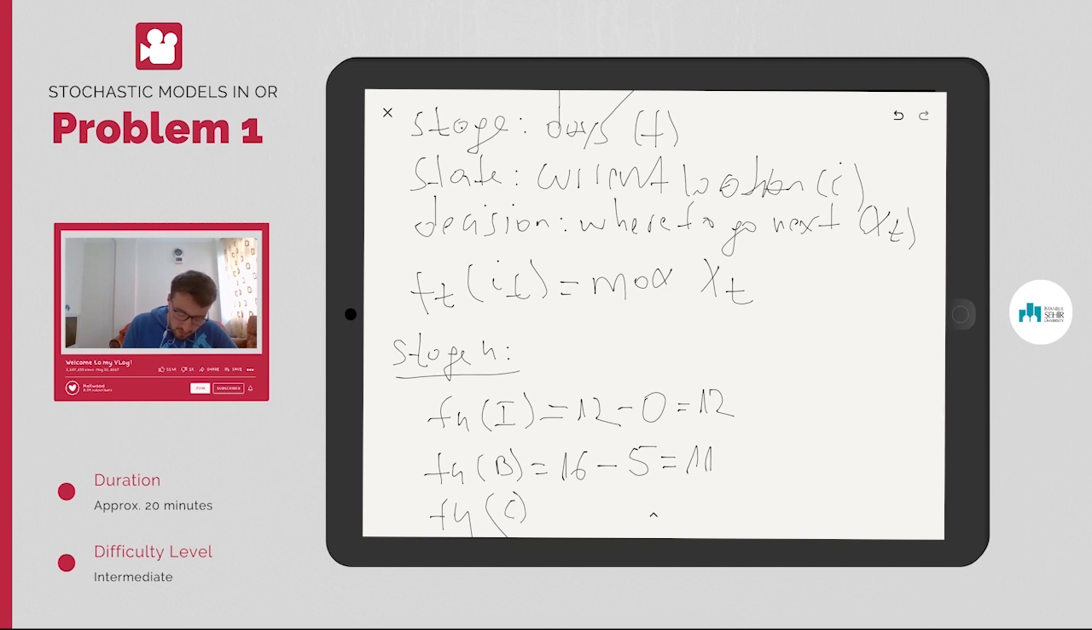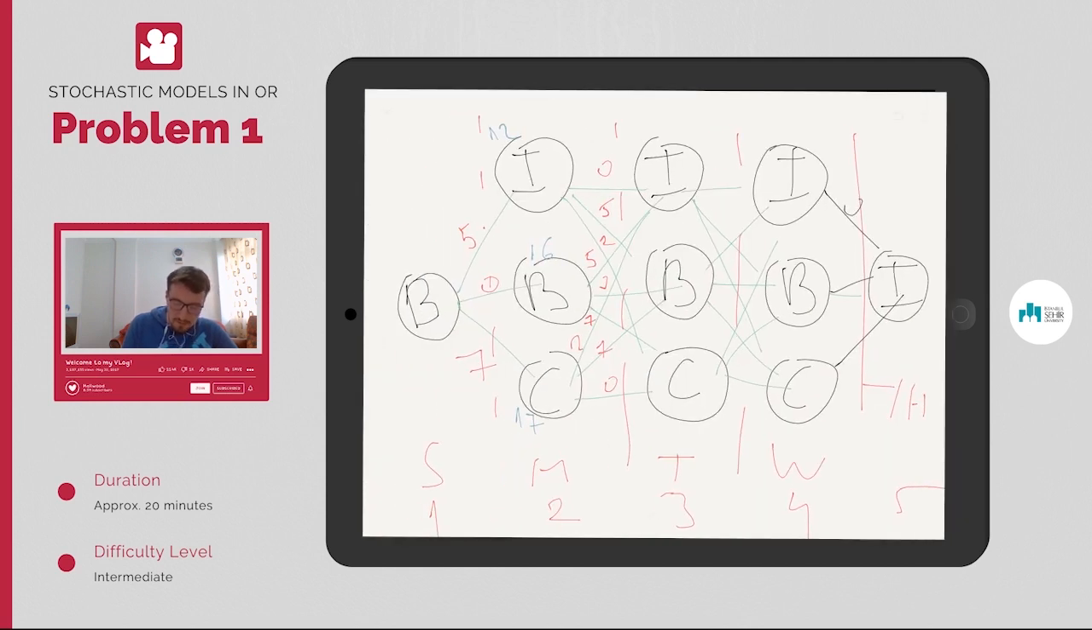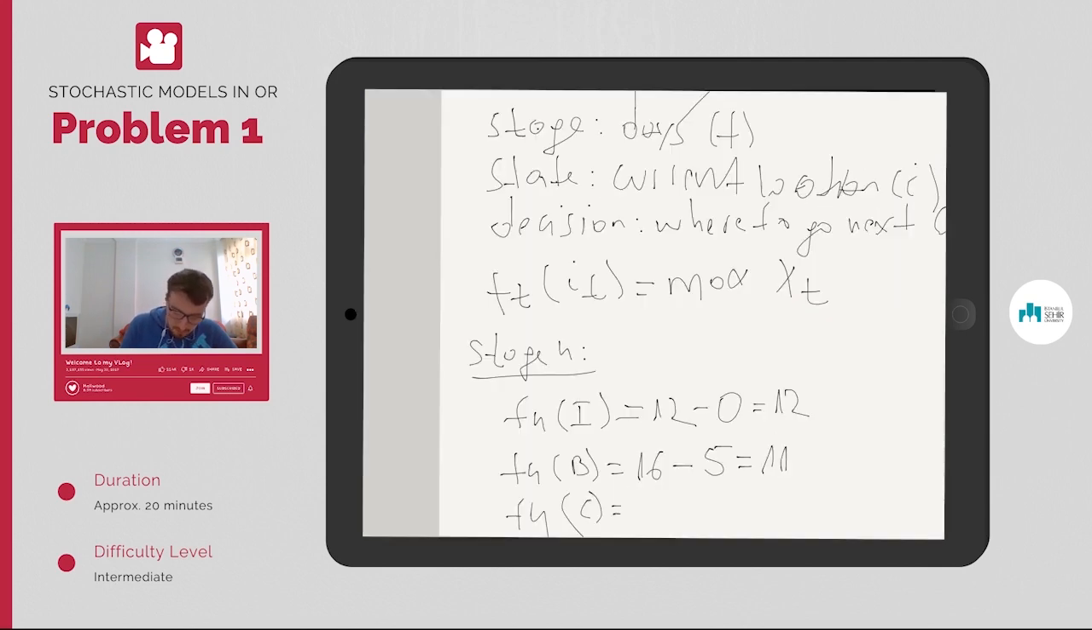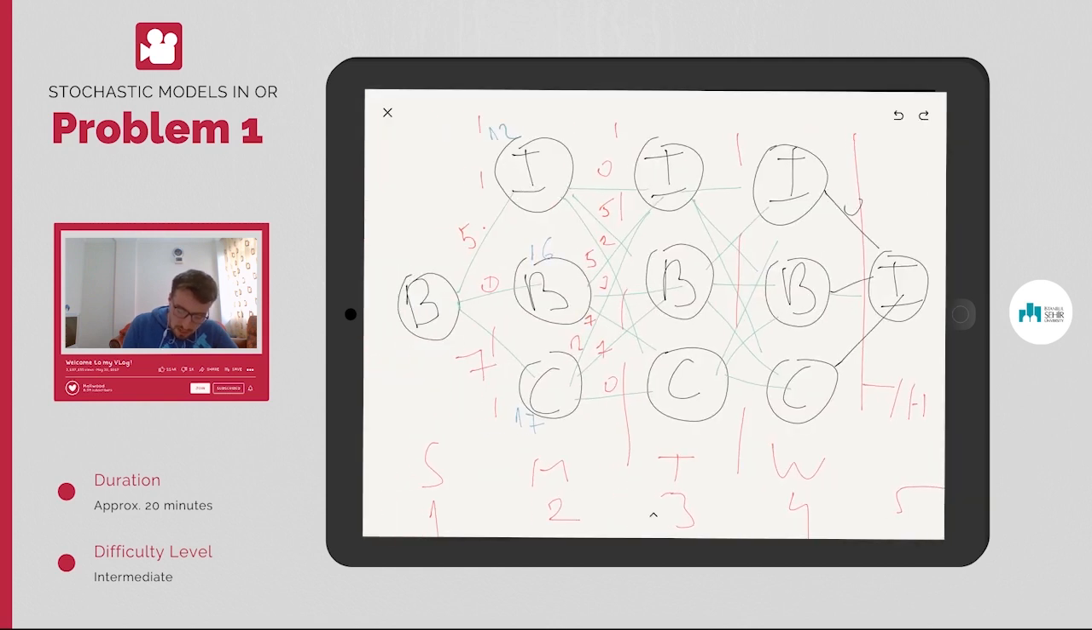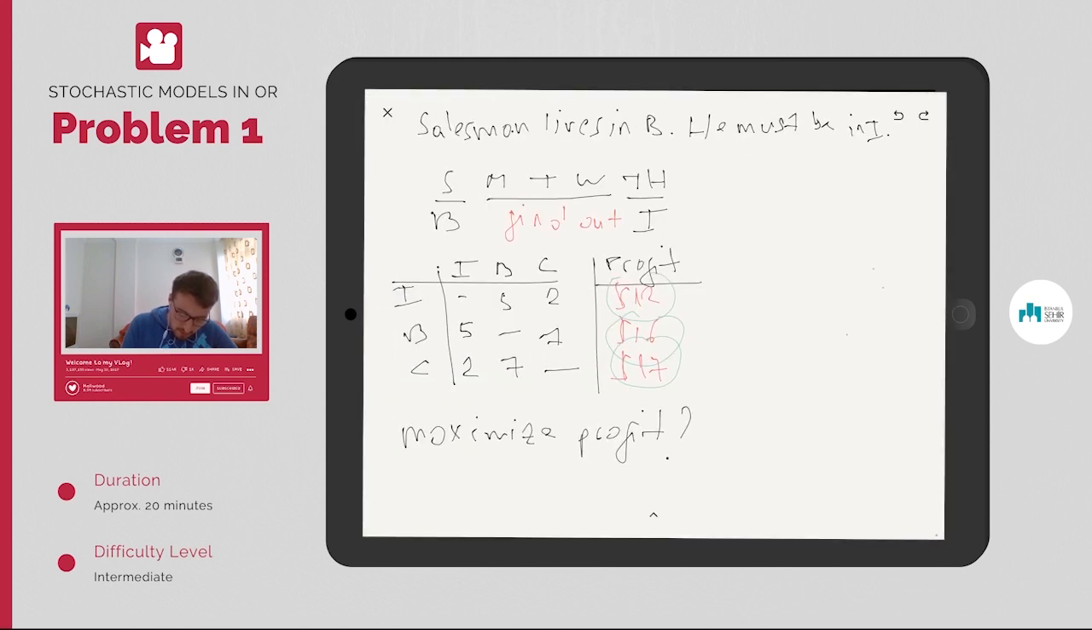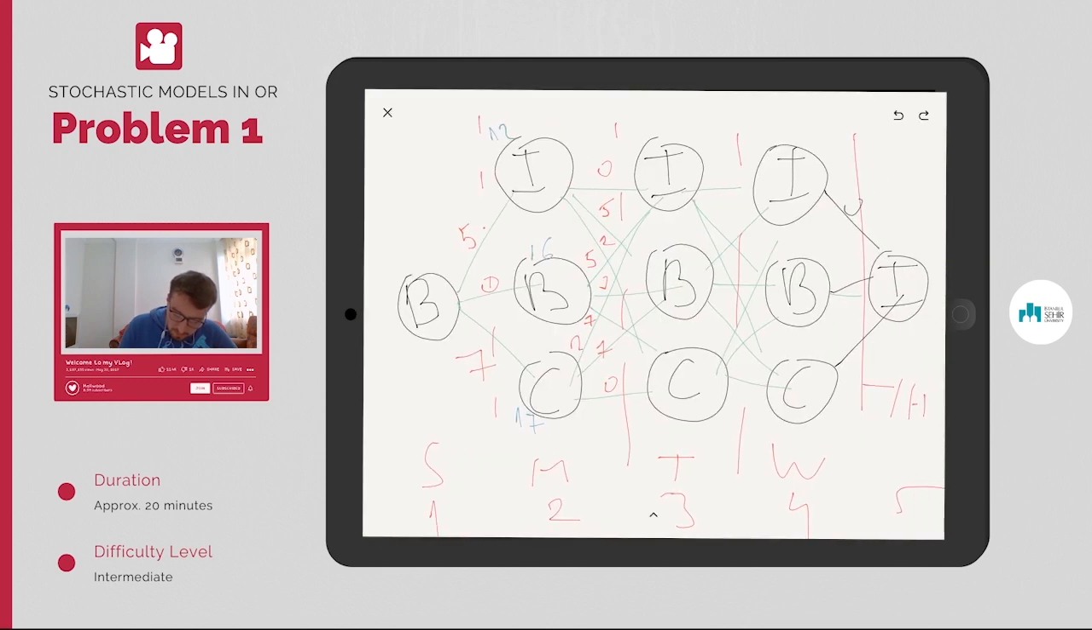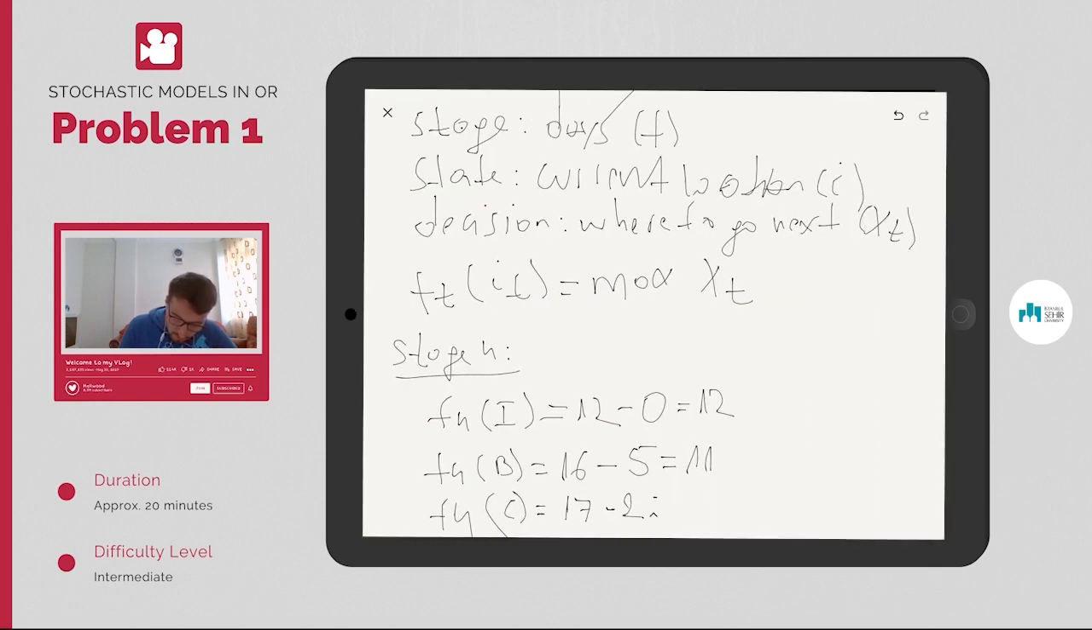And I have Chicago as my possibility. By spending a day in Chicago, I earn $17. And the cost of traveling from Chicago to Indiana is $2. Let's double check that. Chicago to Indiana is $2. So that gives $15. Okay, now we are done with stage number 4.